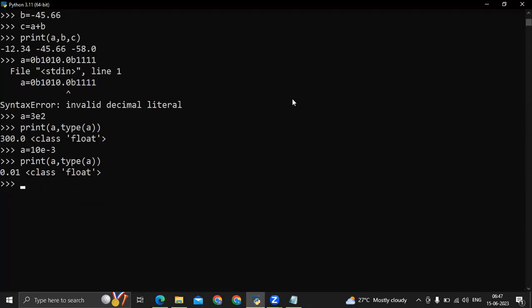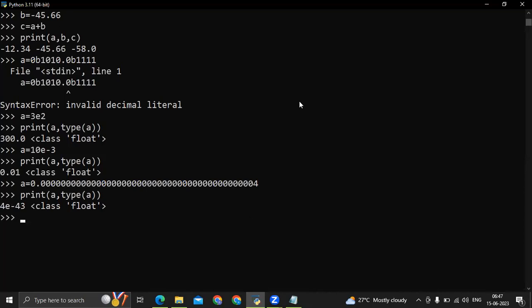Let's take A is equal to, I'm writing 0.000000, let me write 4. Now, how many zeros do we have? Let's check this. Print A comma type of A. See, 4E minus 43. Minus 43. Is this clear?